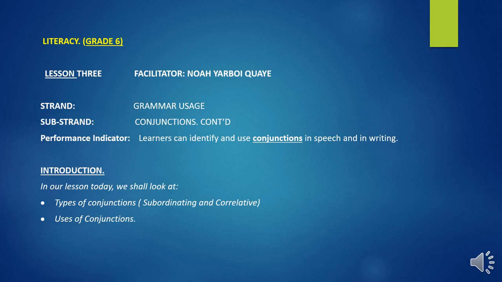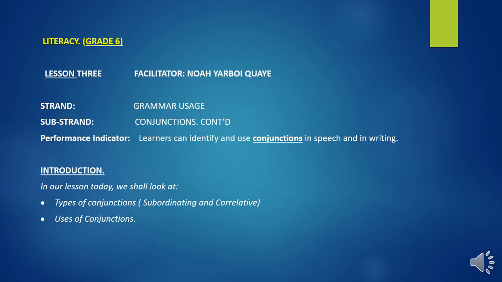But briefly, in our first lesson, we talked about what conjunctions are. Then we talked about types of conjunctions. We realized that conjunctions serve as bridges. They are used to join words, phrases, clauses, and so on. So we got to know there are three types of conjunctions: the coordinating conjunctions, the subordinating conjunctions, and the correlative conjunctions. In our first lesson, we dealt with coordinating conjunctions.